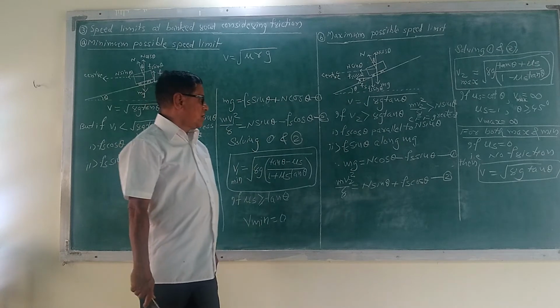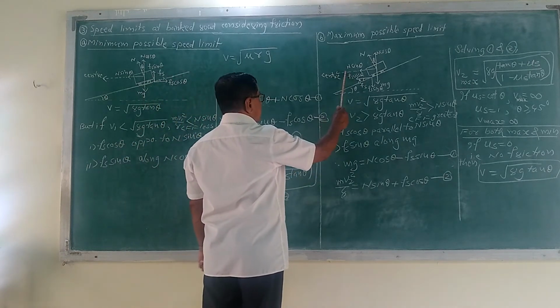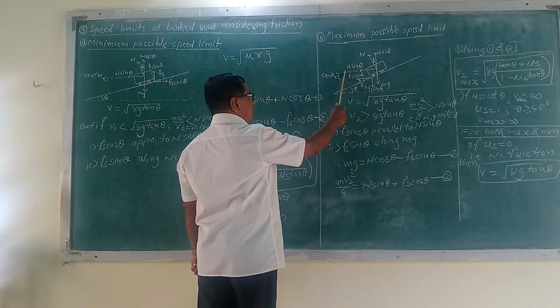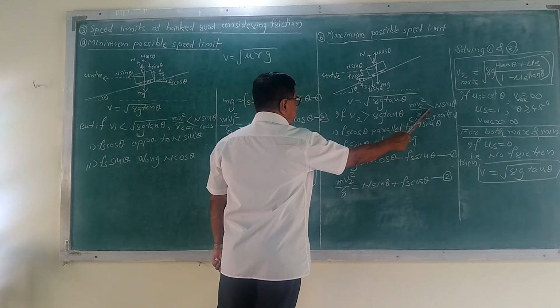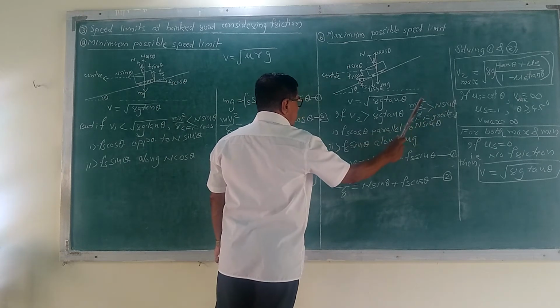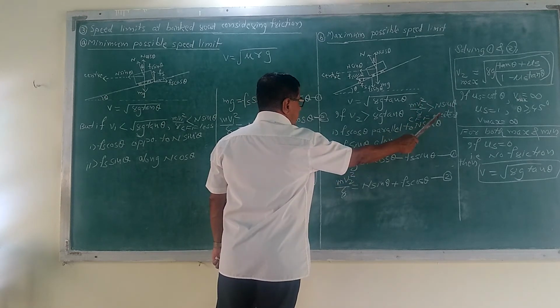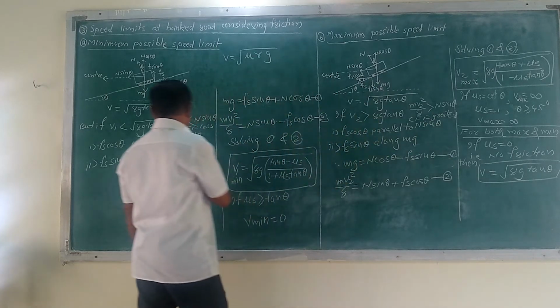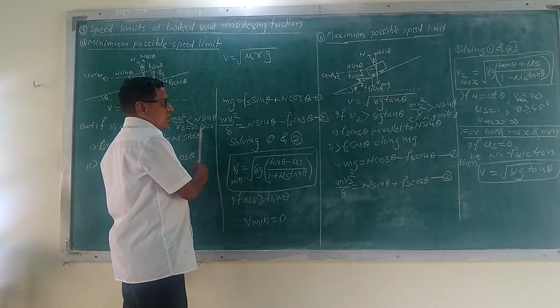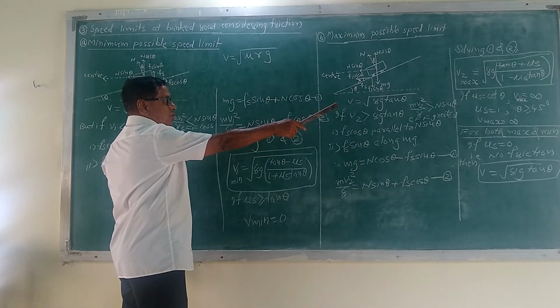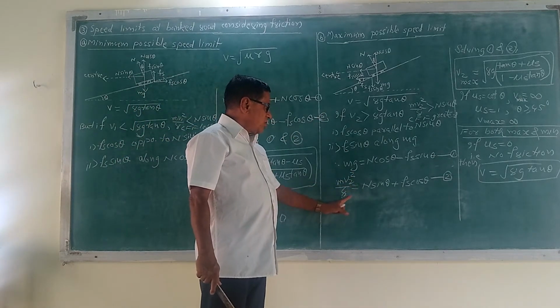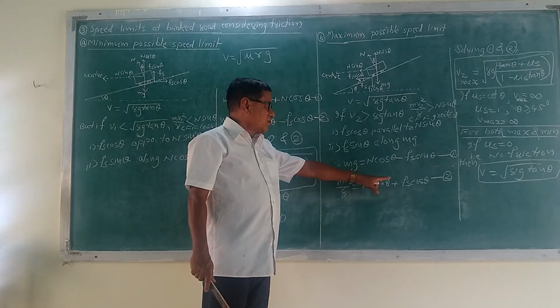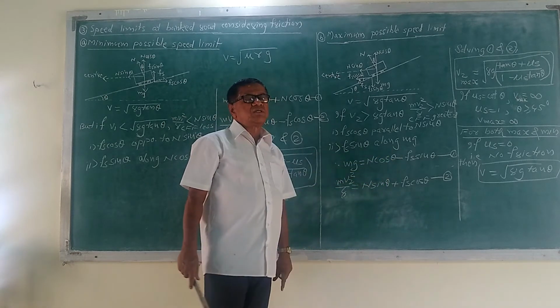Now second, this supplies the necessary centripetal force which gets balanced by the centrifugal force. In this case, mv square upon r is greater than n sin theta, that is the centripetal force is large. Here the centrifugal force is greater. So mv square upon r is equal to n sin theta plus Fs cos theta, that is equation number 2.